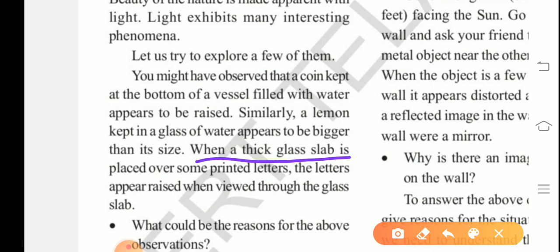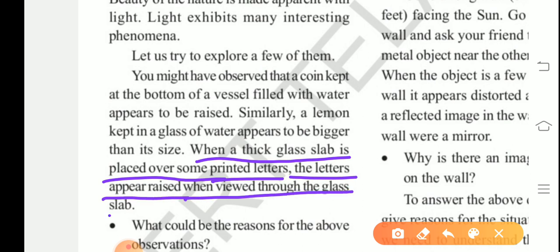When a thick glass slab is placed over some printed letters, the letters appear raised when viewed through the glass slab. In offices and schools we can see a thick glass slab placed over printed papers. When you look through the glass slab, it appears to be raised or bigger than its size, right? So what could be the reason for this? For all this, we need to understand the refraction of light. If you know the refraction of light, you can easily answer them. Understand?